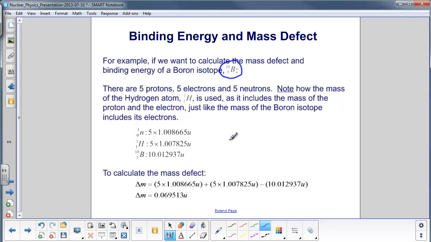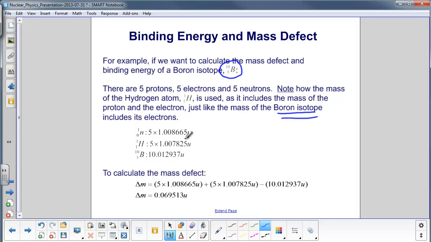Now, for our calculations, we're going to use the mass of the hydrogen atom for every proton we have, because when we're subtracting out the mass of the boron isotope, that includes all the electrons, and even if they're small, it is a factor. So we will be using the hydrogen atom when we talk about how many protons we have. That'll become clearer hopefully as we do the problem.